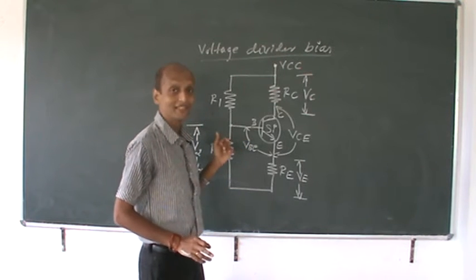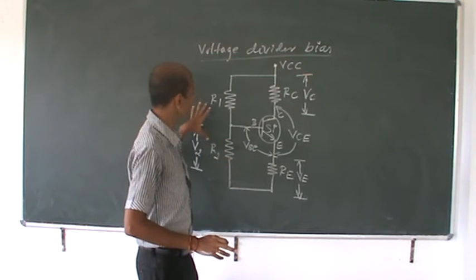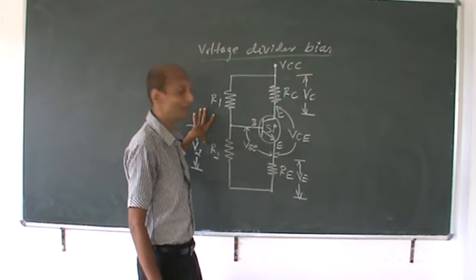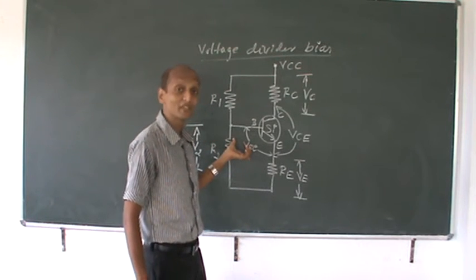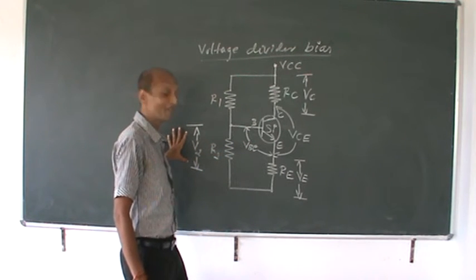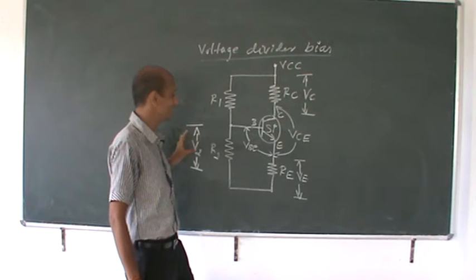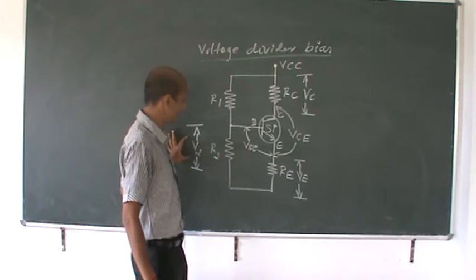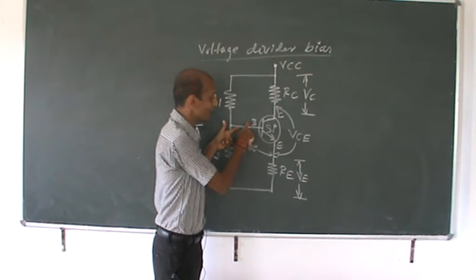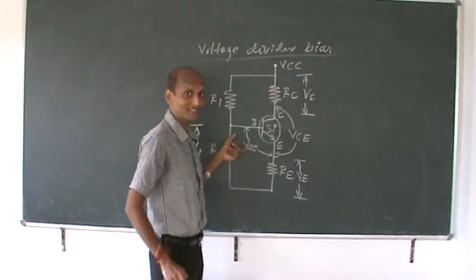Proper selection of resistors R1 and R2 is very important to have a certain voltage drop across your R2. What is this V2? V2 is the voltage across your R2, and this voltage acts as the bias voltage for your base to emitter junction. This is your input part of the transistor circuit.